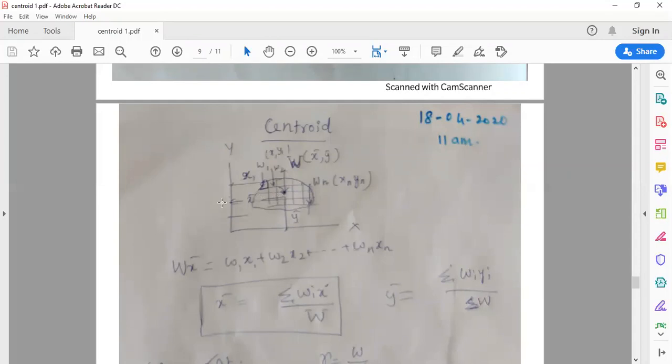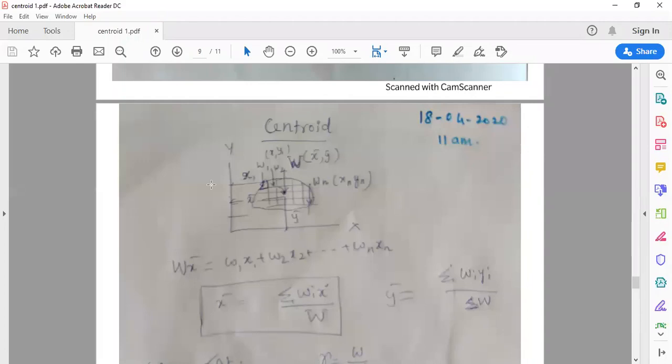It is having its distance X bar and Y bar. We want to find the location of this point: with respect to the Y axis, what is X bar, and with respect to the X axis, what is Y bar. So we want the coordinate distance of W. By applying the principle of moment, this is the resultant weight, and W1, W2, W3, Wn are its components. The moment of the resultant equals the sum of the moments of its components.